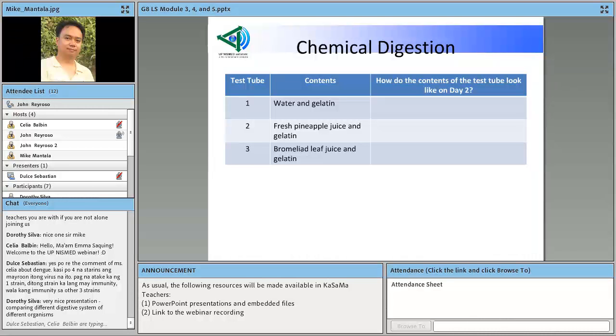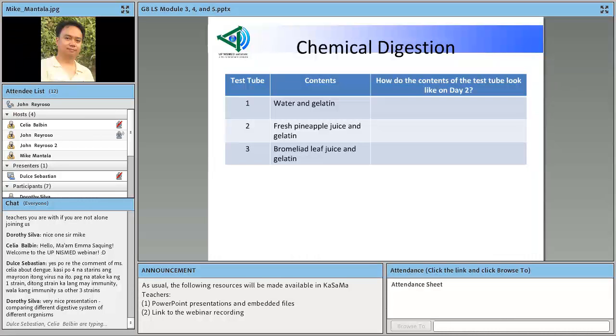And what we would want our students to do is to observe the contents of the test tubes on day 2. So, how do the contents of the 3 test tubes look like on day 2? Ayan. So, anong nangyari sa gelatin? Yan ang actually gusto nating makita ng mga estudyante natin. So, dito makikita nila na yung water and gelatin would still look like water and gelatin on day 2.